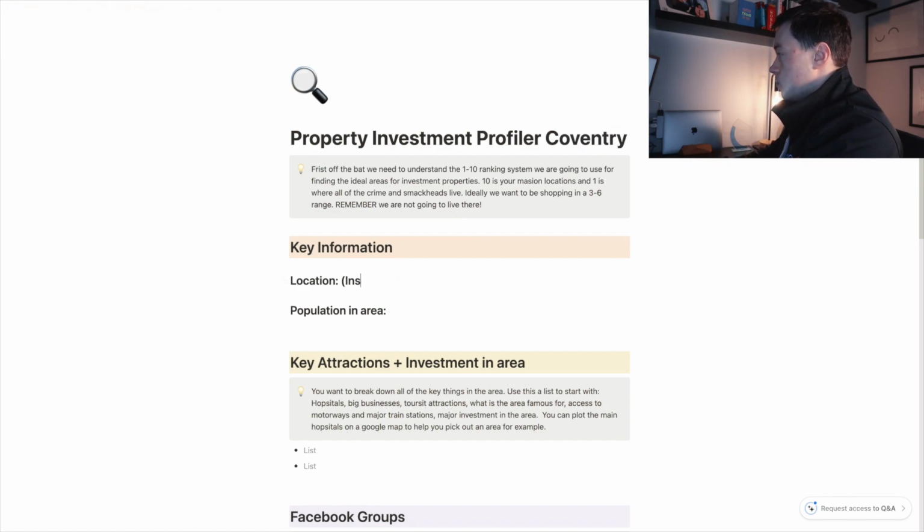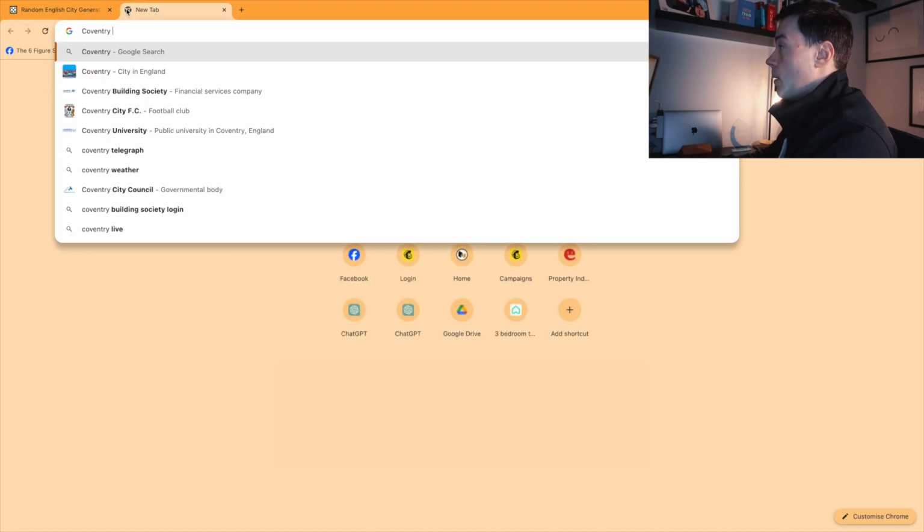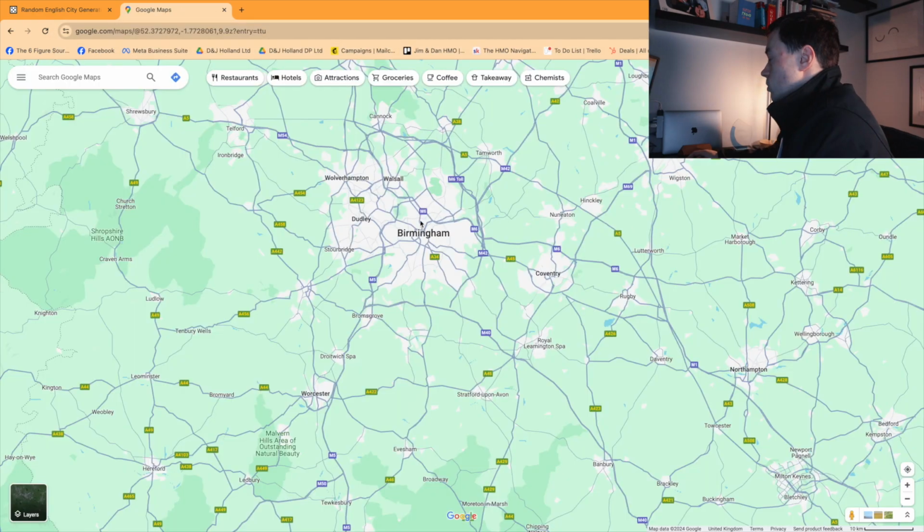So Coventry, insert name, location, Coventry. First job on the list is find out the population of Coventry. So let's just pull Coventry up on the map. It's in the Midlands in the UK, super close to Birmingham, not far from Leicester as well.